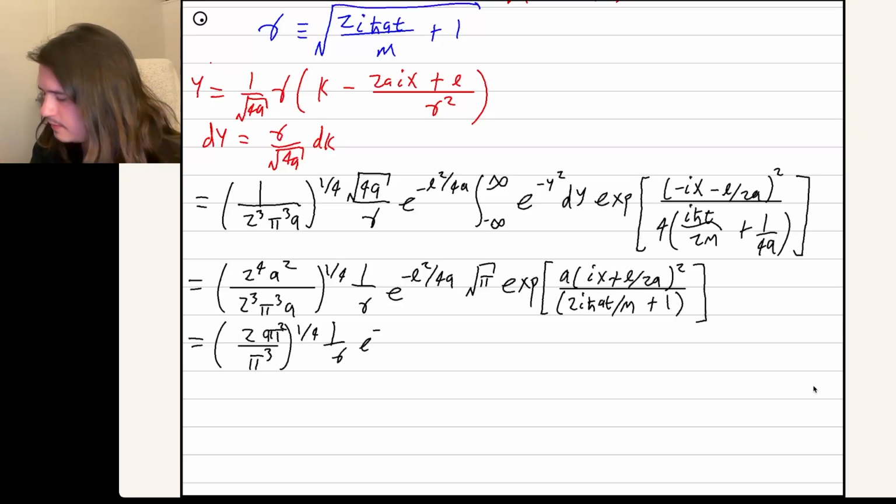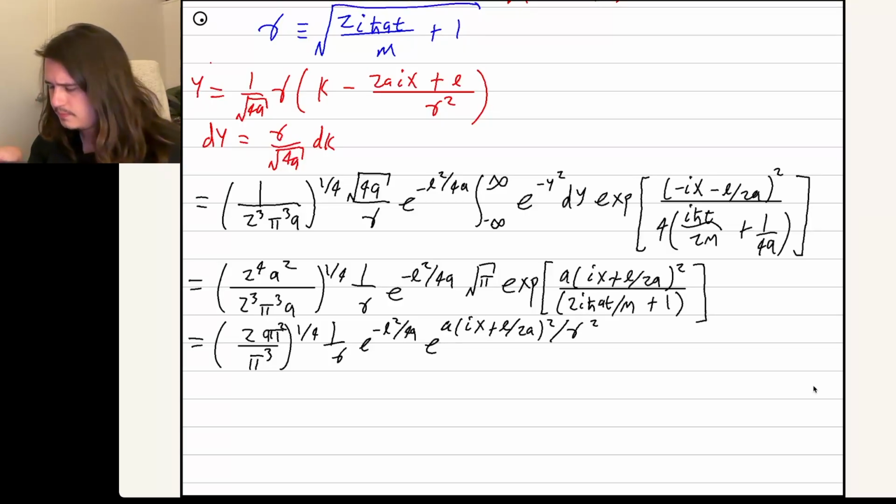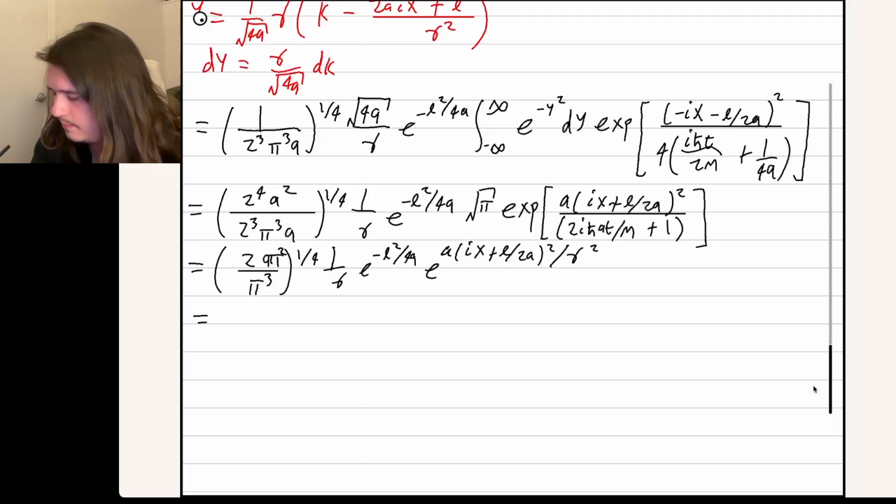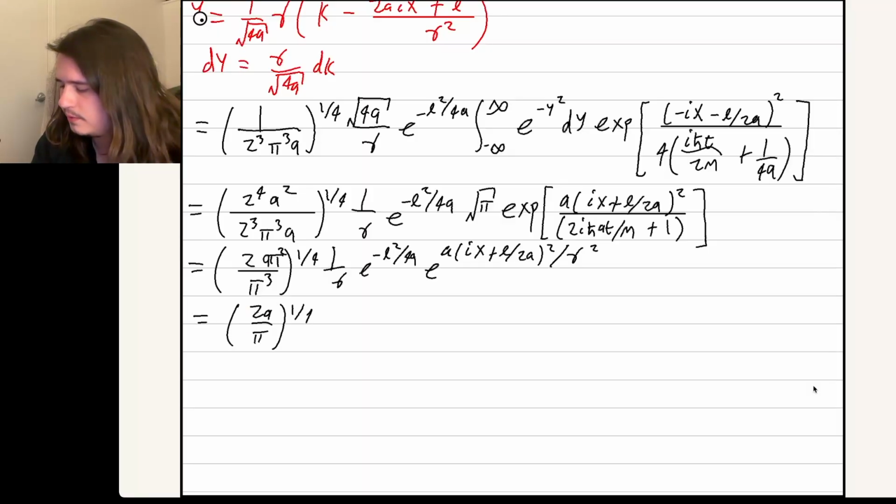1 over gamma e to the minus l squared over 4a, e to the a times ix plus l over 2a squared over gamma squared, right? 2a over pi, the 1/4 over gamma, and then these two crazy exponents.